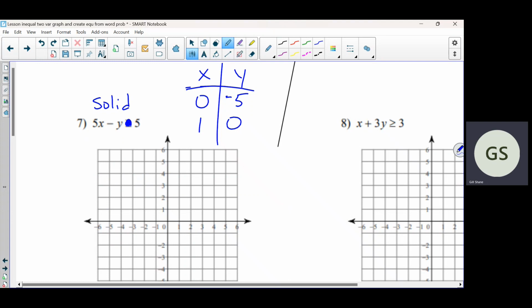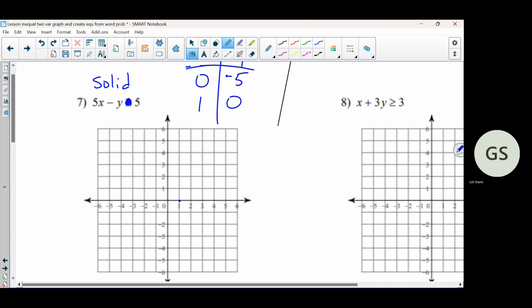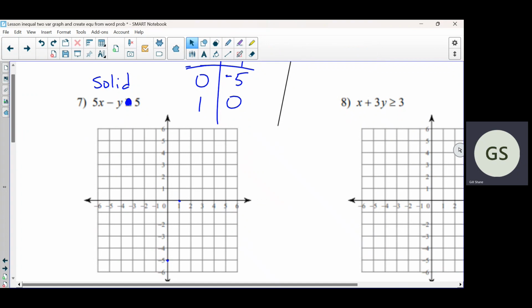So let's see. What are my points? 1, 0 is here. 0, negative 5. I'm going to scroll down a little bit. There. 0, negative 5 is down here. Those are my 2 points that are on the line. I can go ahead and draw a solid line through those, which I've already done.